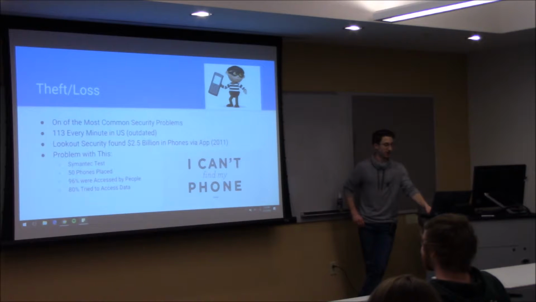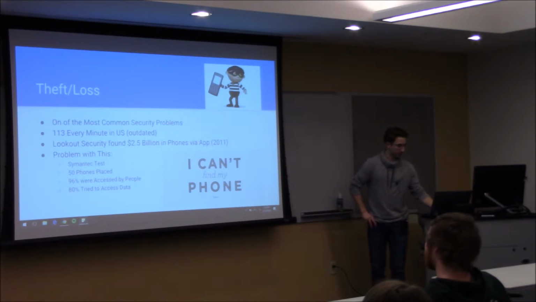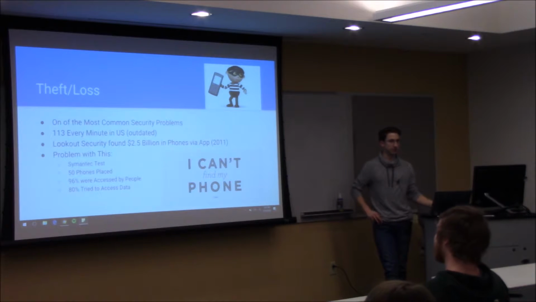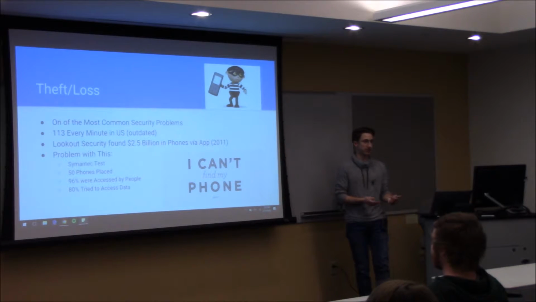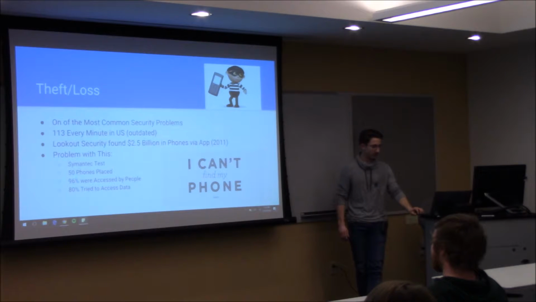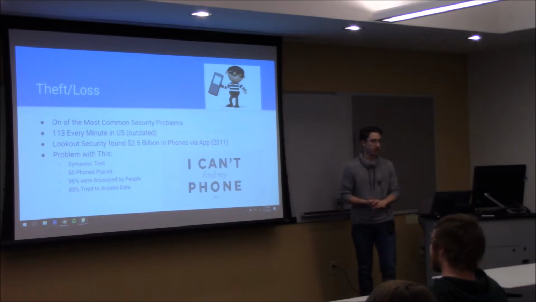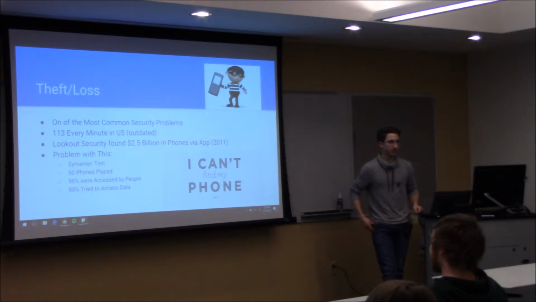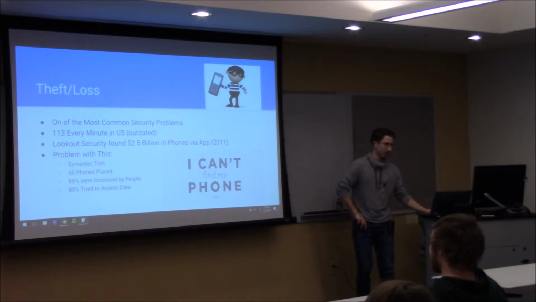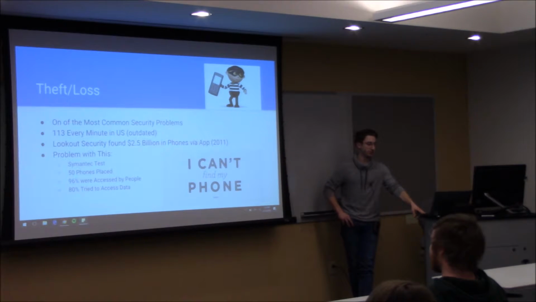Symantec did a test where they placed 50 phones out in public to see what would happen if people picked them up. Of the 50, 96% were accessed by somebody. Somebody picked them up, looked at them, and maybe tried to do something on them. And 80% tried to access data, like trying to sign into the phone or get the password to go in, and then they could possibly figure out whose phone it is or other information kept on there. That's why it's important to make sure that if you do lose your phone, it's secured with a password or some way that if they get your phone, they can't really do much with it.